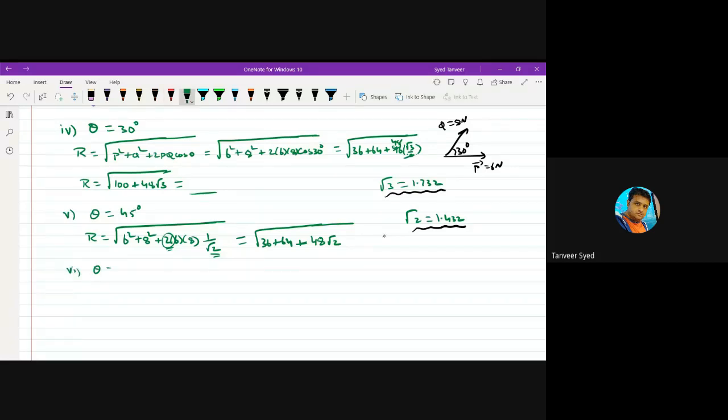Theta equal to 60 degree. Resultant will be root of 6 square plus 8 square plus 2 into 6 into 8 into cos 60, which is 1 by 2. So 2 cancelled. You have 36 plus 64 plus 48. So this is root 148, which is 12 point something, approximately 12.1.